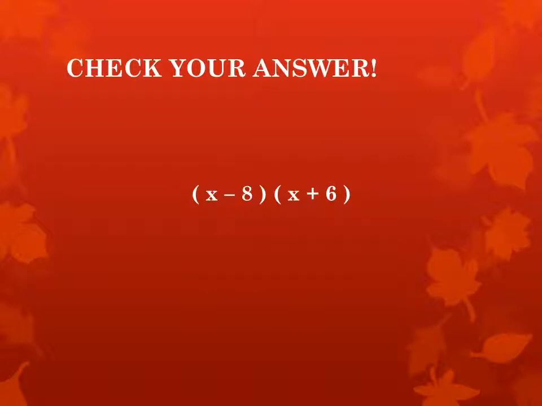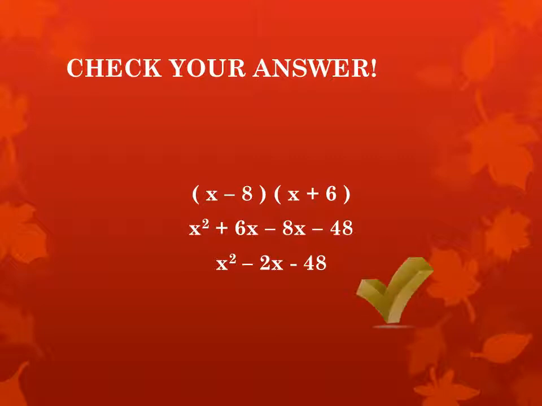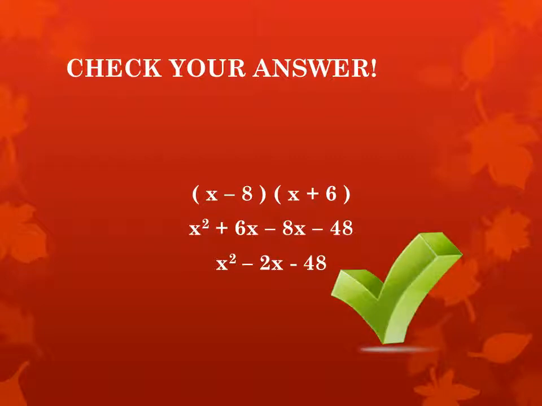Now it's time to check our work. Begin with x minus 8 times x plus 6. FOIL the equation to get x squared plus 6x minus 8x minus 48. Simplifying further, we have the original equation x squared minus 2x minus 48. That matches our original equation, so we know that we did our work correctly.